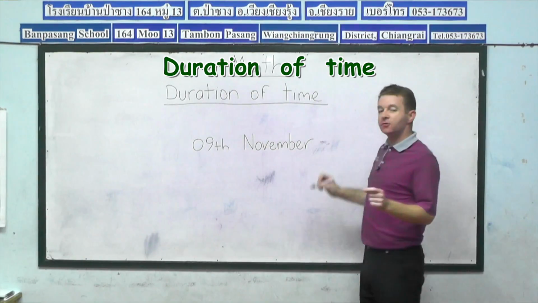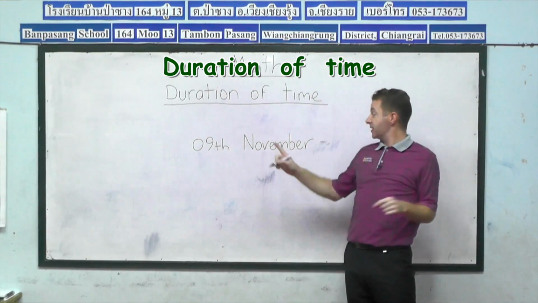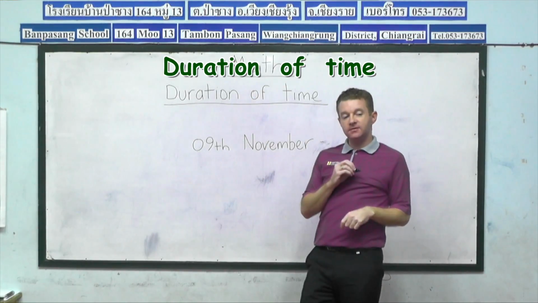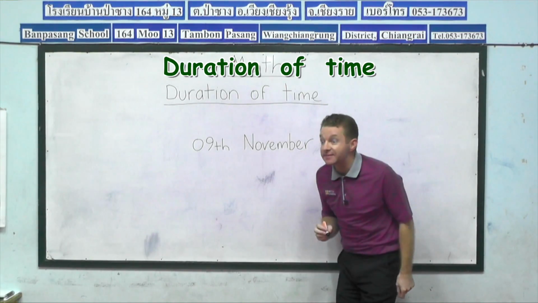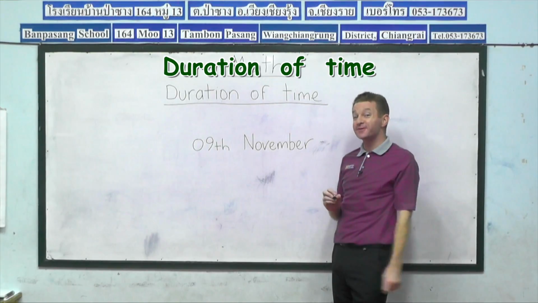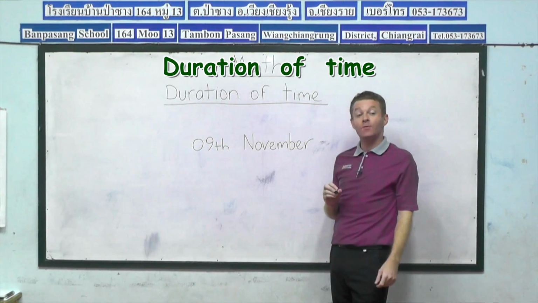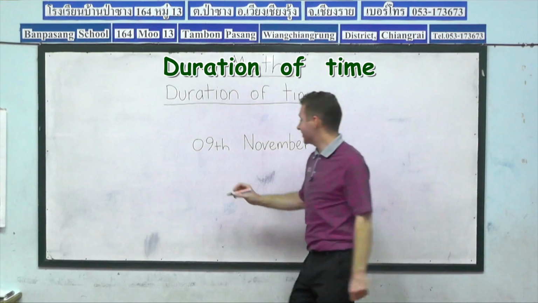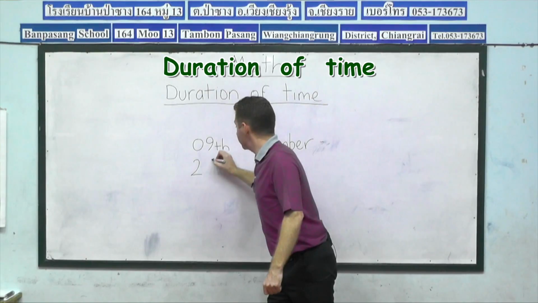So now, let's go to a date in the next month. And the next month after November? December. So what date in December are we going to go to? 25, okay. 25th of December is a special day. What day is that? 25th of December? Christmas Day.